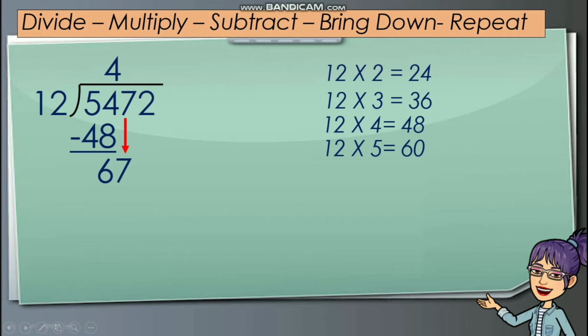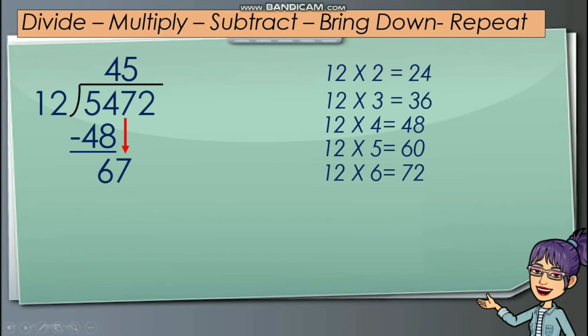Since we have a copy here on the right side, 12 times 5 is 60. That is pretty much closer to 67. But let's try 12 times 6. 12 times 6 is 72, and that is more than 67. So we will stay at 60. So 67 divided by 12 is 5, since 12 times 5 is 60.